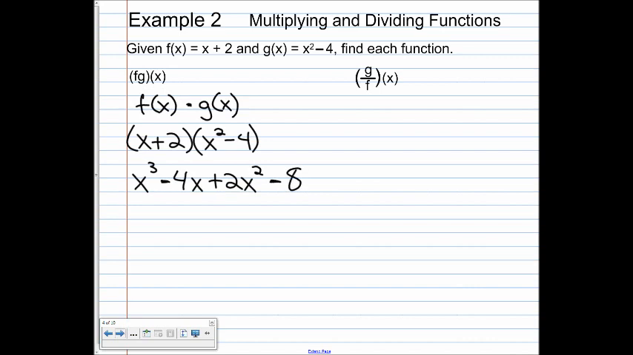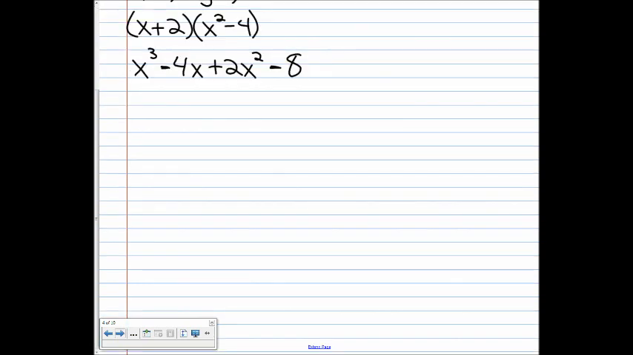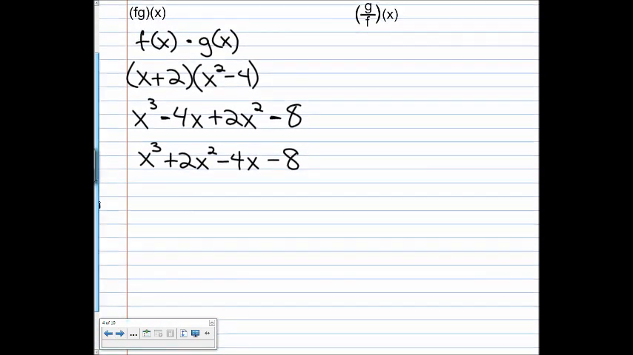You combine like terms. No, actually there's no like terms. Because they're not in order. It is x cubed plus 2x squared minus 4x minus 8. Very good. So that is something that we call what type of form when we put in order? It is standard form. All right, so that's how we do multiplication. Any questions?